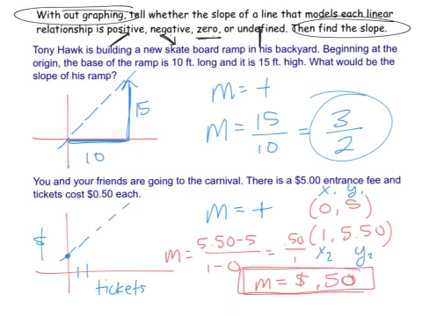And so what I did is I read my story problem and I found 2 ordered pairs in order to come up with my slope.